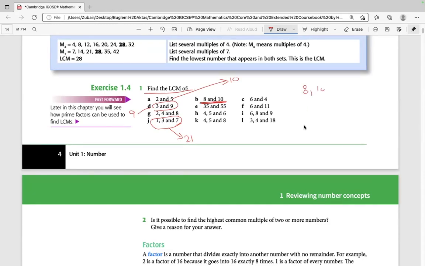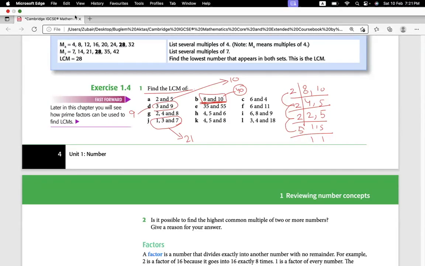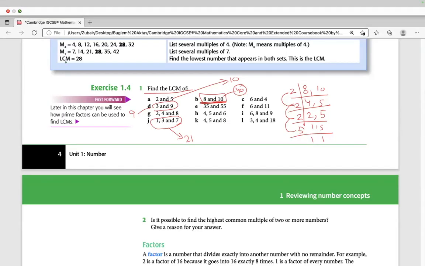So we know this is 8, this is 10. This is prime factorization: 2, 4 times 2 is 8, and 2 again. And 5 is not a multiple of 2. So 2 times 5 is 10, 10 times 2 is 20, 20 times 2 is 40. So we know the lowest common multiple for 8 and 10 is 40. And when we have numbers which are not multiples of each other, the LCM is straight away their product.